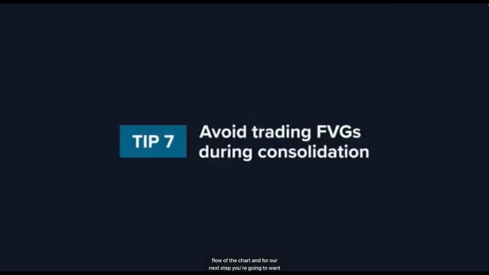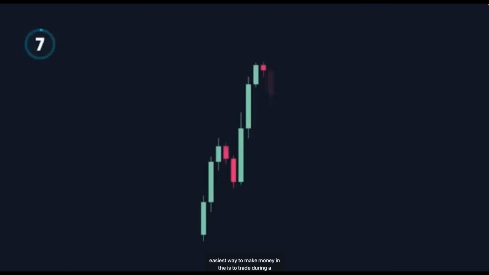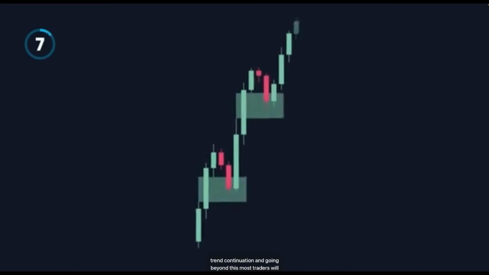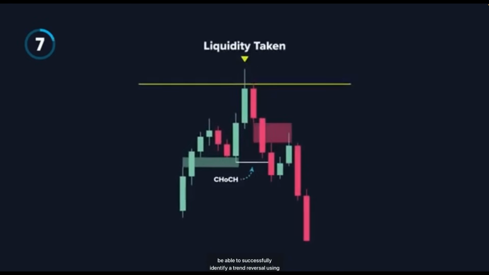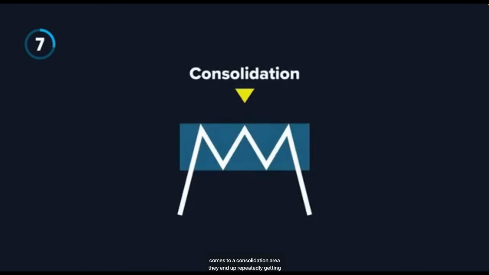And for our next step, you're going to want to avoid trading FVGs during consolidation periods. The easiest way to make money in the markets is to trade during a trending phase, because all it takes is a confirmation of a trend continuation. And going beyond this, most traders will be able to successfully identify a trend reversal using simple knowledge of market structure. But then when it comes to a consolidation area, they end up repeatedly getting chopped up, not knowing which direction they should be targeting.